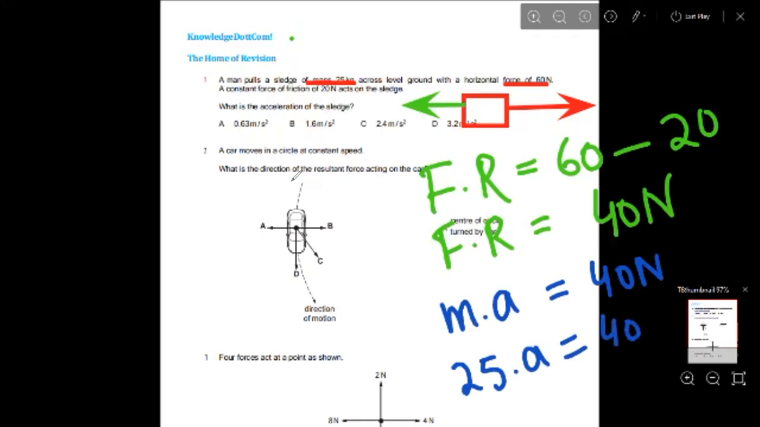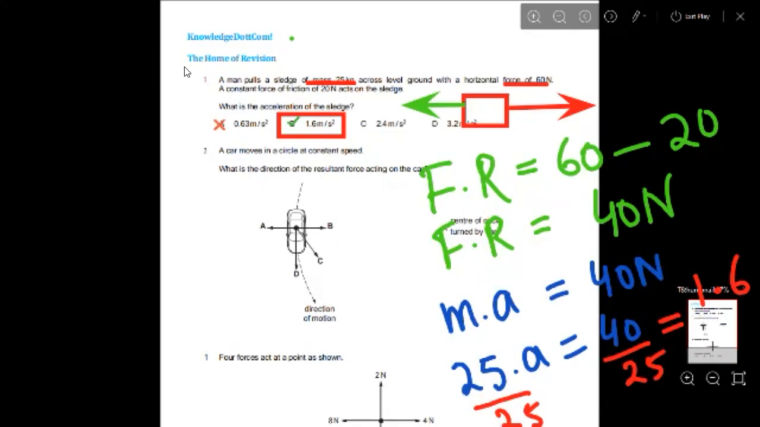So now we divide both sides by the mass, and it would be 1.6. The answer is approximately 1.6. So here is our correct answer, this is our correct option, and the rest of the options are incorrect.